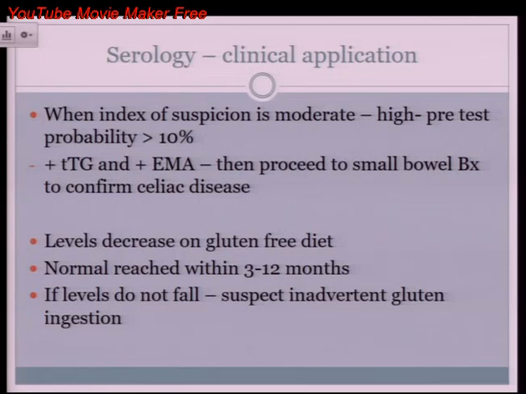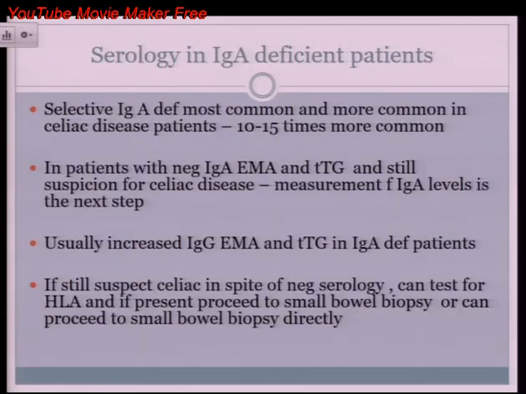Like I said before, the levels of TTG do decrease on a gluten-free diet, usually reaching normal within 3 to 12 months. If the levels do not fall, you have to suspect inadvertent gluten ingestion. Selective IgA deficiency is very common, and it's 10 to 15 times more common in patients with celiac. So when you check the TTG, you have to check an IgA level too. When we order a celiac serology in our lab, they first check the IgA and then they check the TTG, so we know if the patient is IgA deficient.